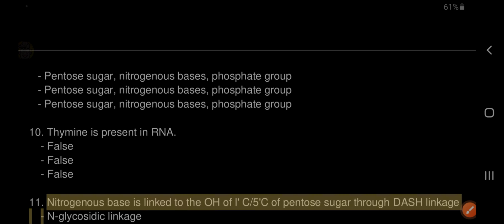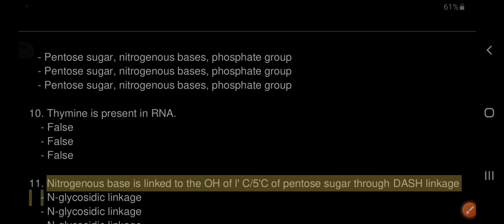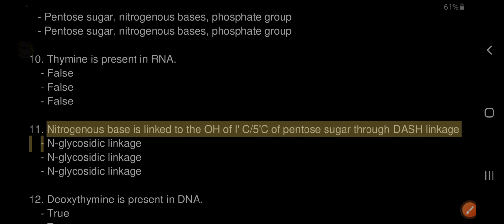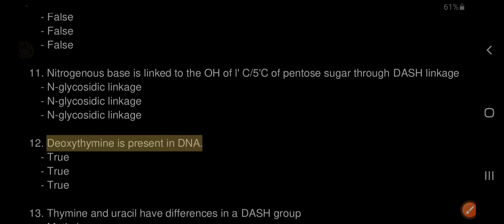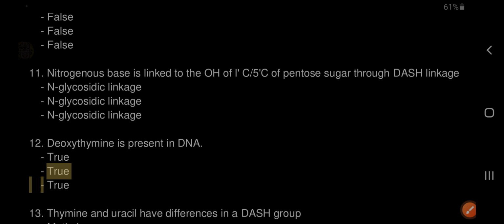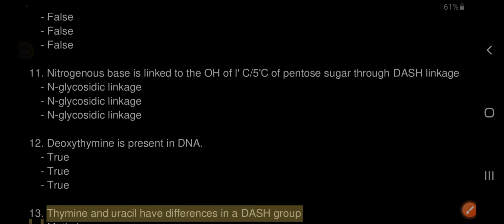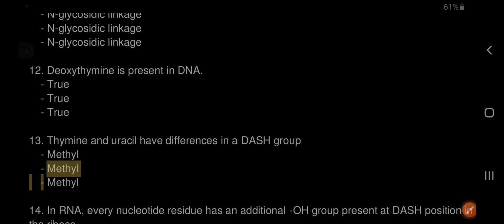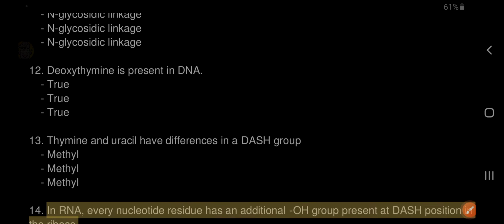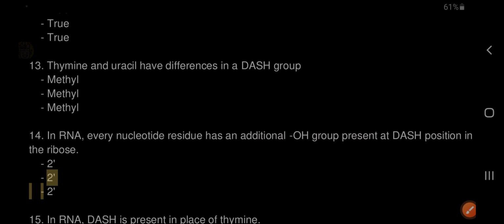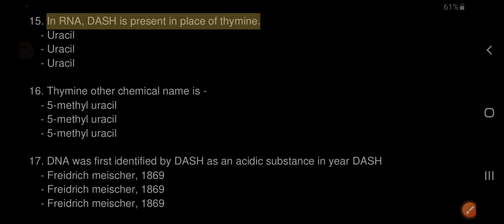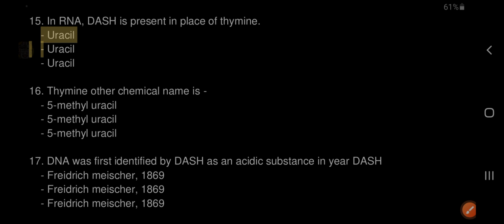11. Nitrogenous base is linked to the 1' C of pentose sugar through dash linkage. N-glycosidic linkage. 12. Deoxythymidine is present in DNA. True. 13. Thymine and uracil differ in a dash group. Methyl. 14. In RNA, every nucleotide residue has an additional OH group present at dash position in the ribose. 2'. 15. In RNA, dash is present in place of thymine. Uracil.